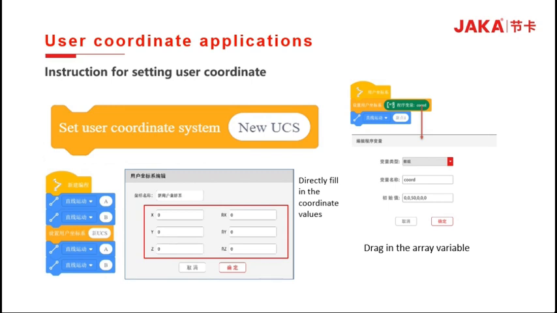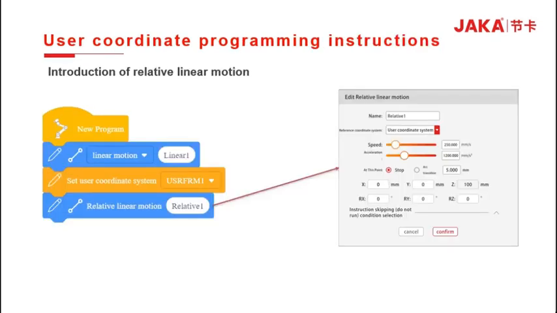Second, set the user coordinate directly. To create a user coordinate system, click the instruction setting interface. You can manually enter the parameters of the user coordinate system or drag the array variables.